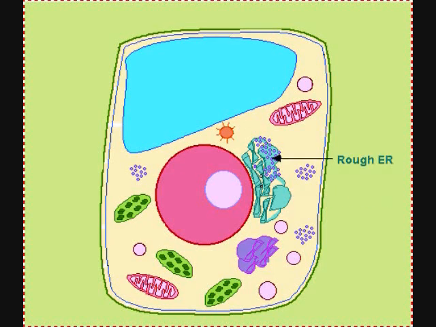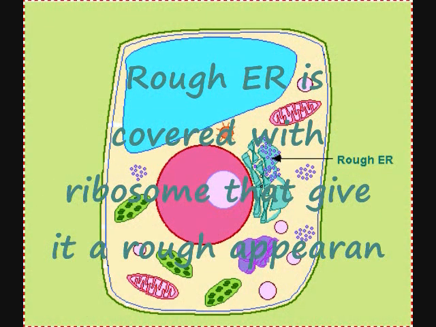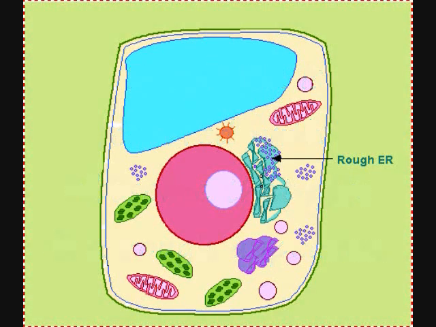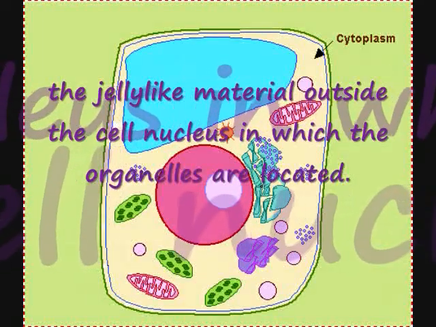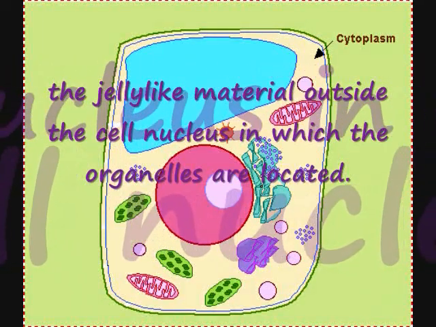Rough endoplasmic reticulum, also called rough ER, is a vast system of interconnected, membranous, enfolded, and convoluted sacs that are located in the cell cytoplasm. The ER is continuous with the outer nuclear membrane. Rough ER is covered with ribosomes that give it a rough appearance. Rough ER transports materials through the cell and produces proteins in sacs, which are sent to the Golgi body or inserted into the cell membrane. Cytoplasm. The jelly-like material outside the cell nucleus in which the organelles are located.